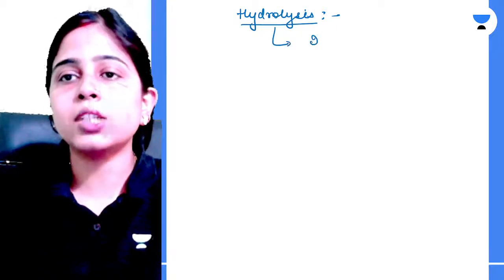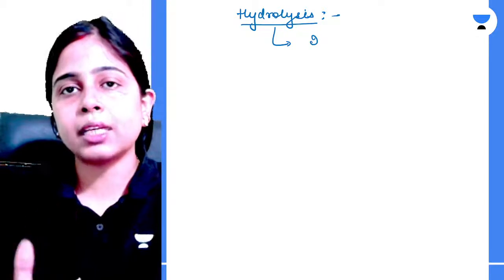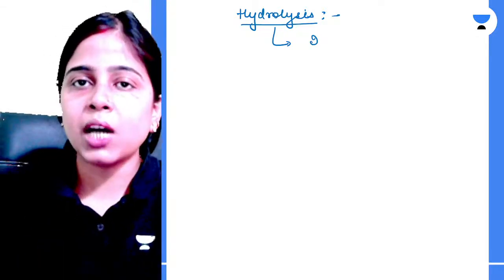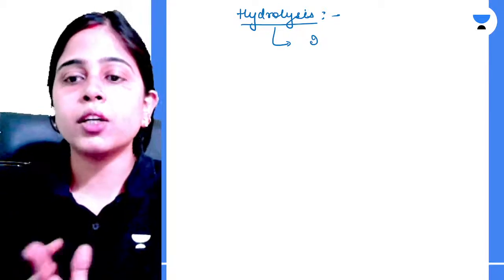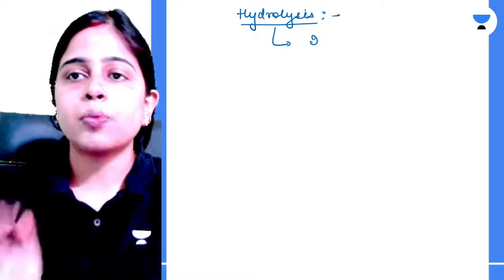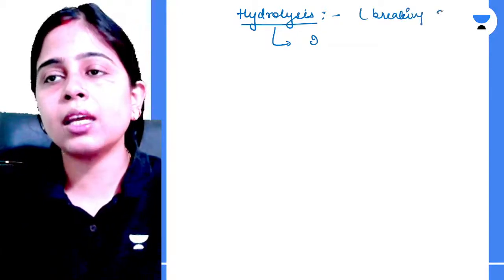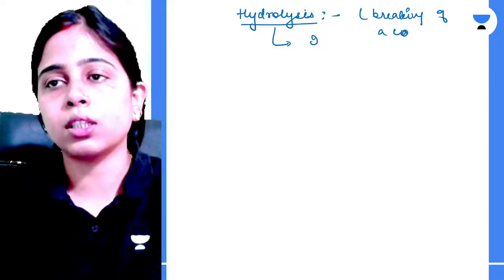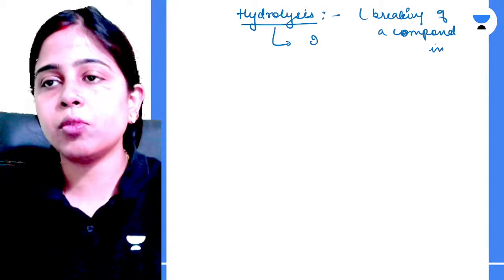Okay, so in hydrolysis, what does it mean? Hydro means water, lysis means breaking of something. So if any compound breaks down in the presence of water to give a new product, we can say that is your hydrolysis. Basically hydrolysis means breaking of a compound in presence of water. Breaking of a compound in presence of water.